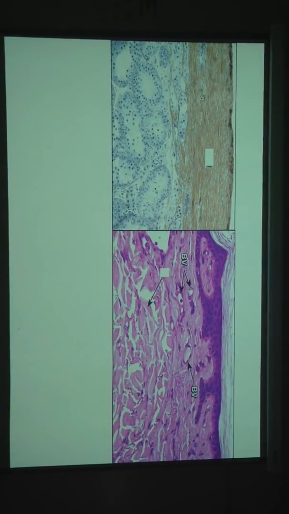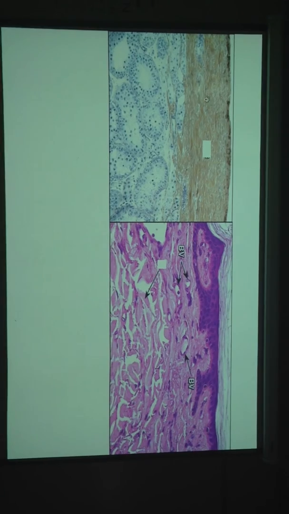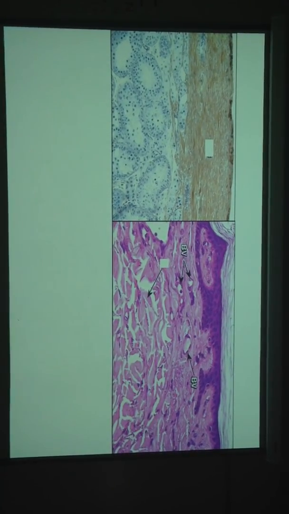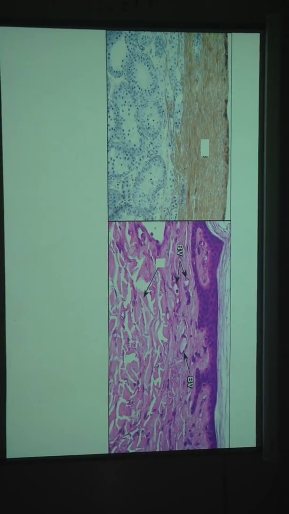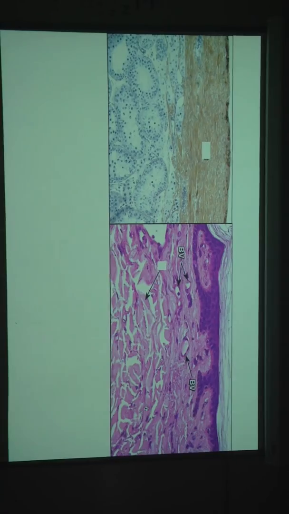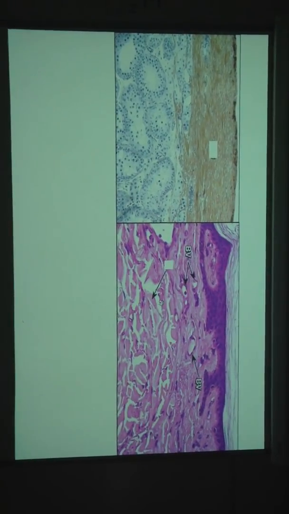So here's the brown stuff. That's the capsule of the testis. So that is dense, irregular. And then down here, it's the bottom half of the dermis. Dense irregular.